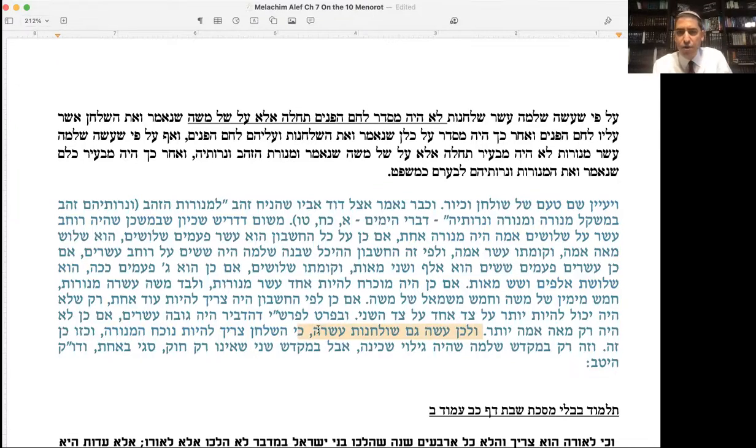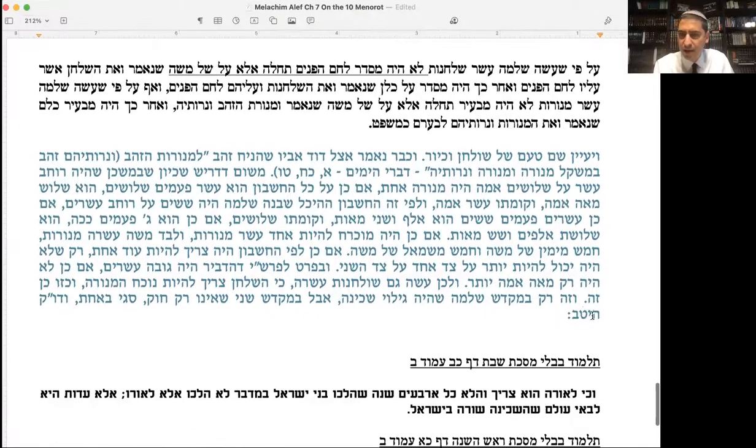You can't have a menorah without a shulchan. Ki ha-shulchan tzarich liot nocha menorah b'kazu kein zeh. Has to equal up. Now look at the last line here. V'zeh rak b'mikdash Shlomo she'agilui shechina. This was only possible to be done, the 10 menorahs, in the time of Shlomo. Why? Because there was divine revelation. Right?